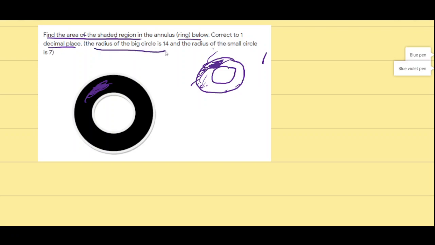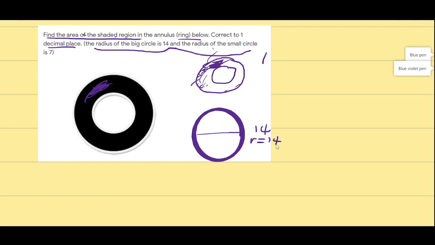So the radius of the big circle is 14 and the radius of the small circle is 7. So you have a circle here and the radius is 14. And you have another small circle here, and the radius is 7. I have to find the area of these two sides.